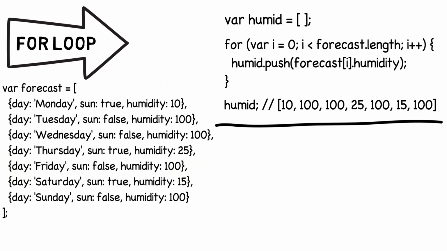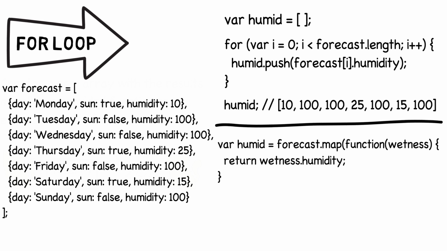We will declare a variable called humid. This will be our array. Notice how with the for loop, you had to initialize a new array and assign it to the variable in an earlier step. Not in this case. Map knows that you are going to create an array. Var humid is assigned the value of our forecast array.